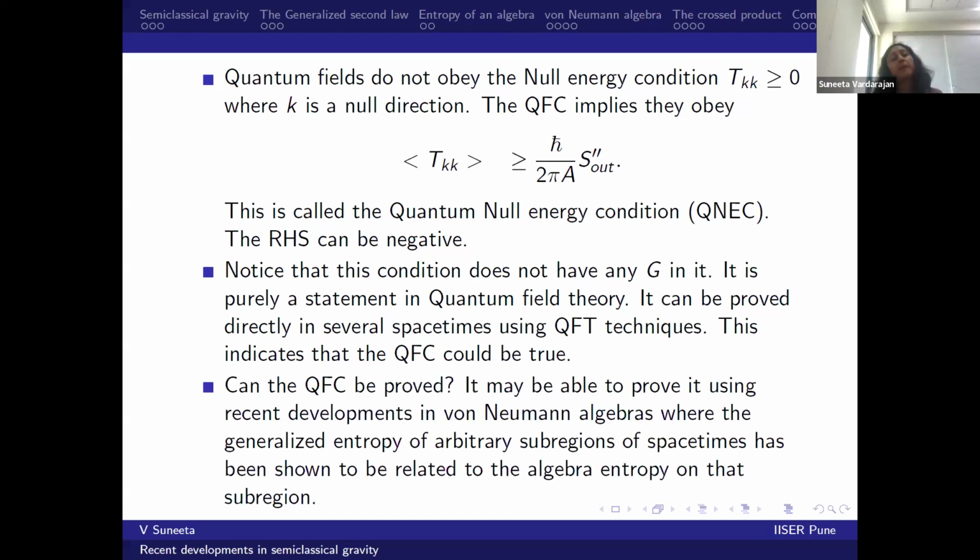Now the question you can ask is, can the quantum focusing conjecture be proved? And the new thing is, it may be possible to prove it using recent developments in von Neumann algebras. Not just the papers of Witten and collaborators, but further and subsequent papers where people have proved that for arbitrary subregions, the algebra entropy of that subregion is actually just the generalized entropy of that subregion plus a constant. So you may be able to use the properties of the algebra entropy to prove the quantum focusing conjecture.